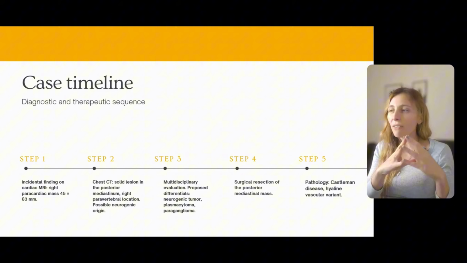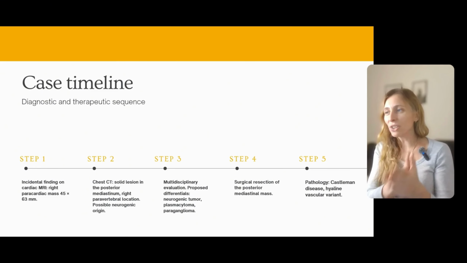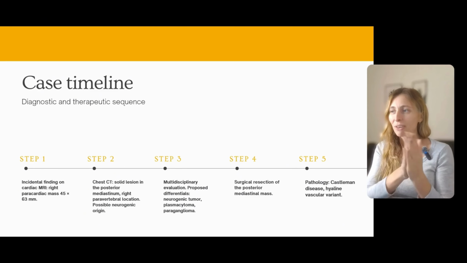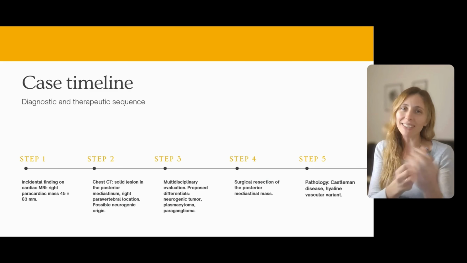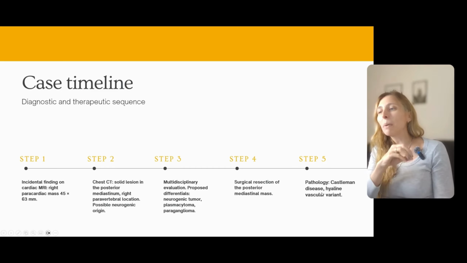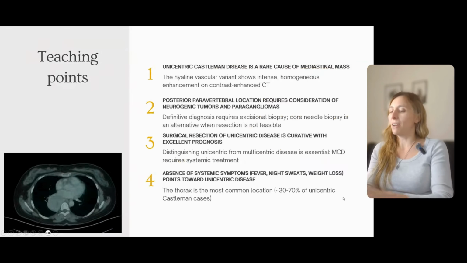The surgeons of the team performed a surgical resection of the posterior mediastinal mass, and pathology called us to inform us that the lesion was in keeping with Castleman disease with a hyaline vascular variant.